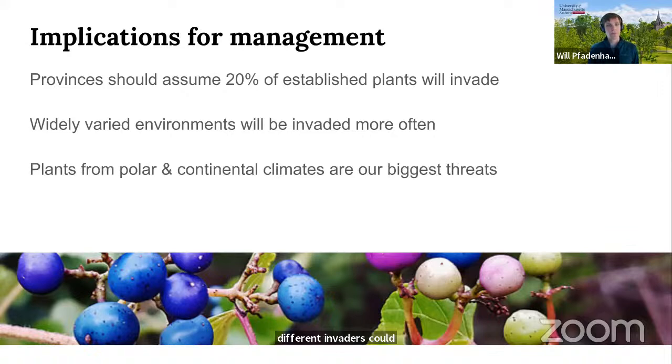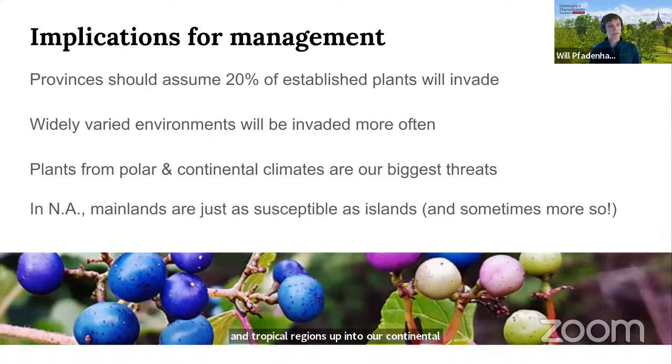We should also think about plants from polar and continental climates as our biggest threats. Those are going to be the species that are moving from harsher areas into our continental and temperate climates. And so those are going to be the species that are going to have the easiest time making that transition. We shouldn't expect a whole lot of species moving from arid and tropical regions up into our continental climates.